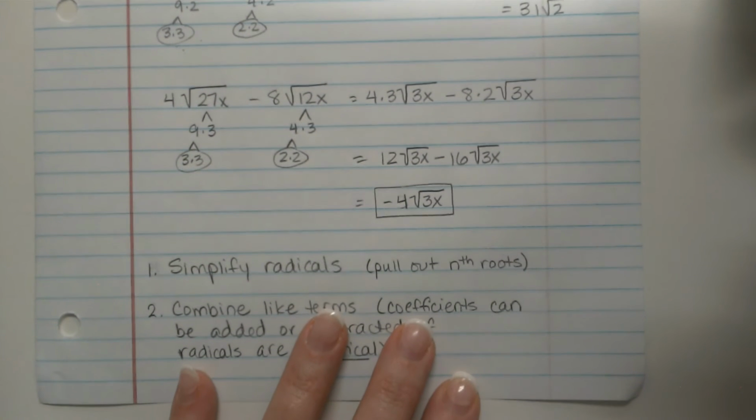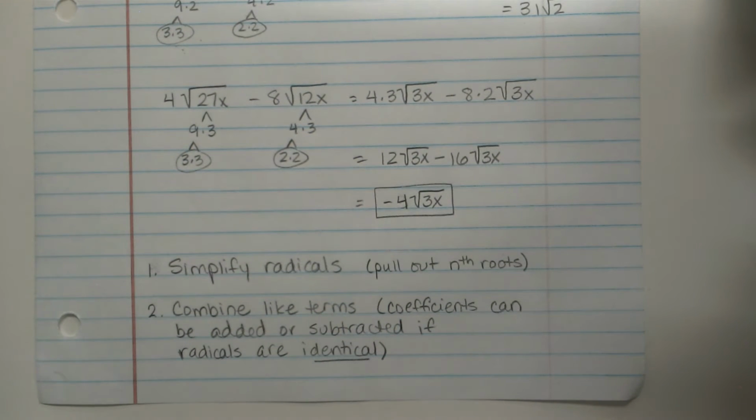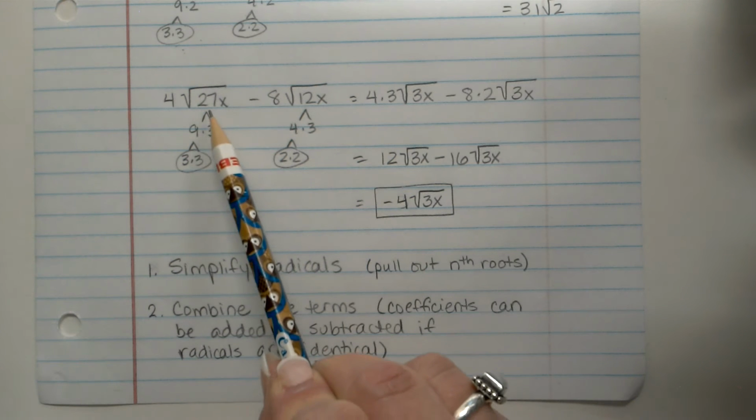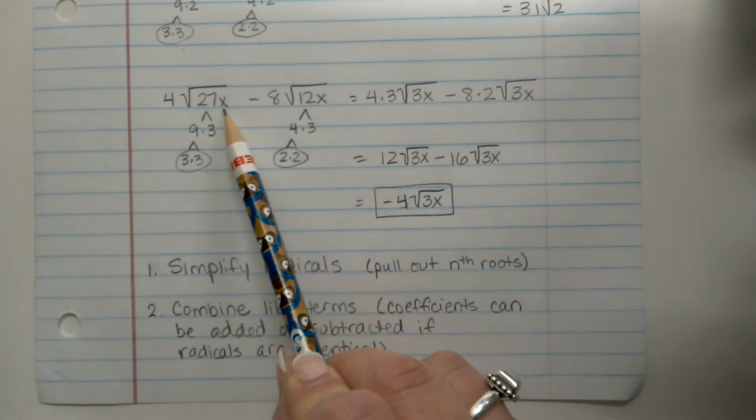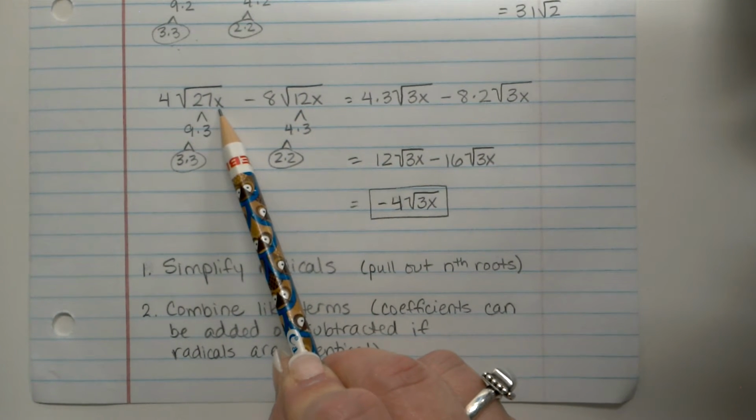So let's look at another example. And here are the directions. You simplify the radicals first, pull out any of the roots that you can pull out. Then you combine all your like terms using your coefficients as long as the radicals are identical. So here I'm going to simplify the radical. The x can't be simplified, so it's going to stay underneath.